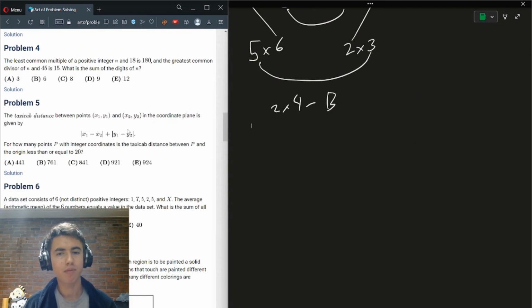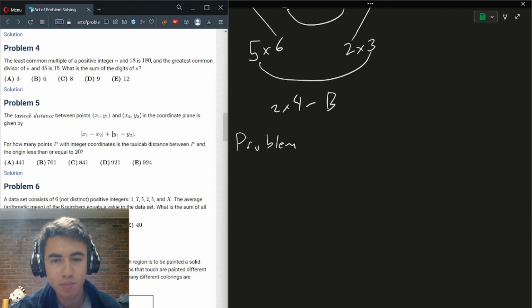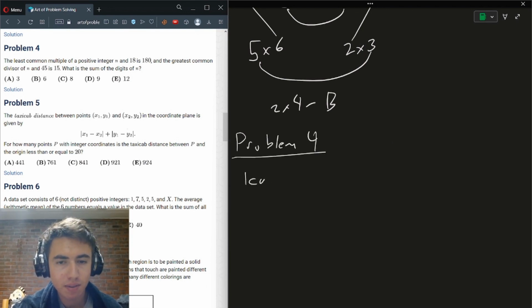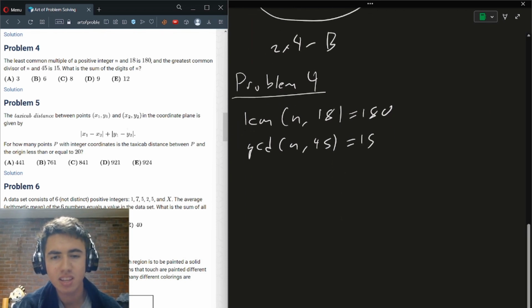Okay, let's move on to problem 4. For this problem, we are given two relations between n and other numbers based on LCM and GCD. We have LCM of n and 18 is equal to 180, and GCD of n and 45 is equal to 15. So, let's look at these relations one at a time.